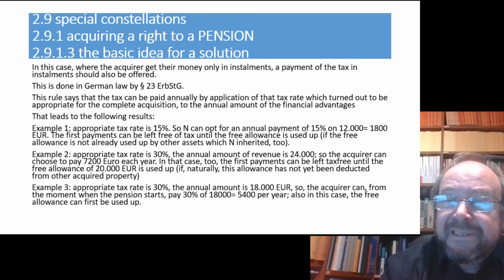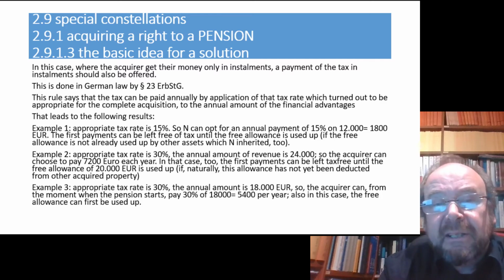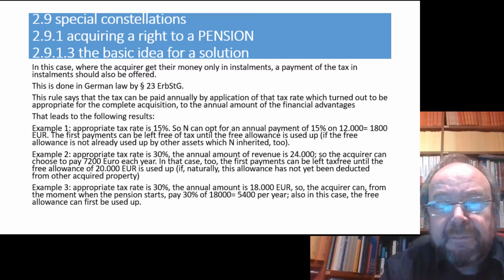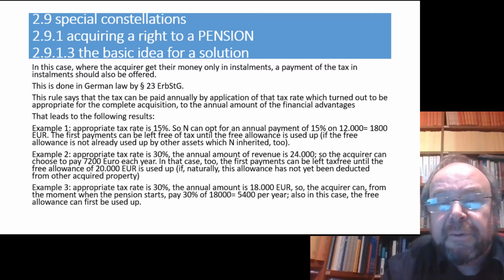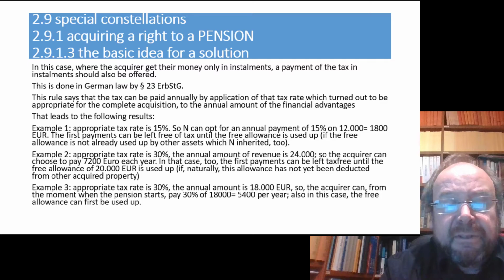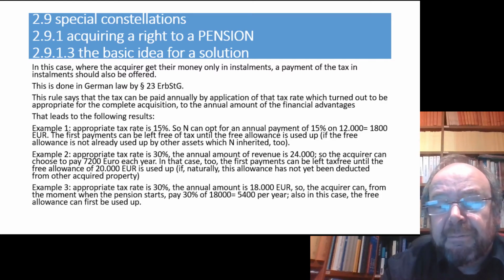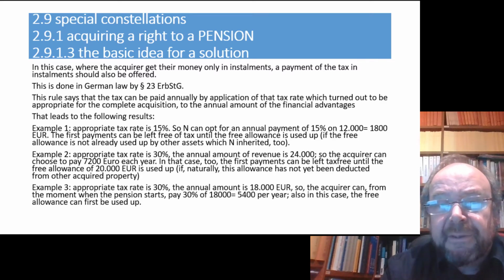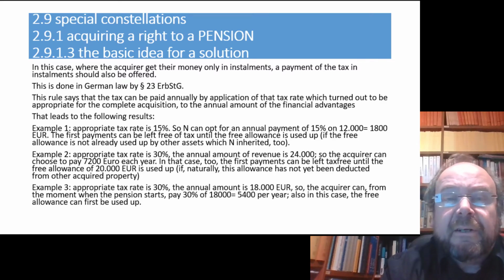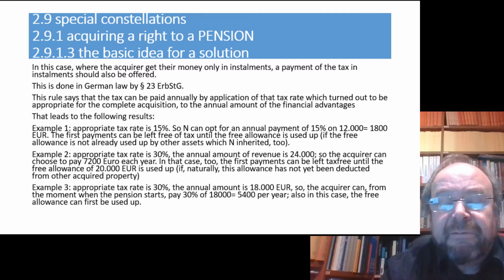Example 3, same basic idea. We had a progressive rate of 30% correctly calculated. So the annual tax in case of annual payment would be 30% on each individual amount per year. So that would be 5,400 per year. And also in this case, you could receive or collect the first installments of your pension until the free allowance is used up.